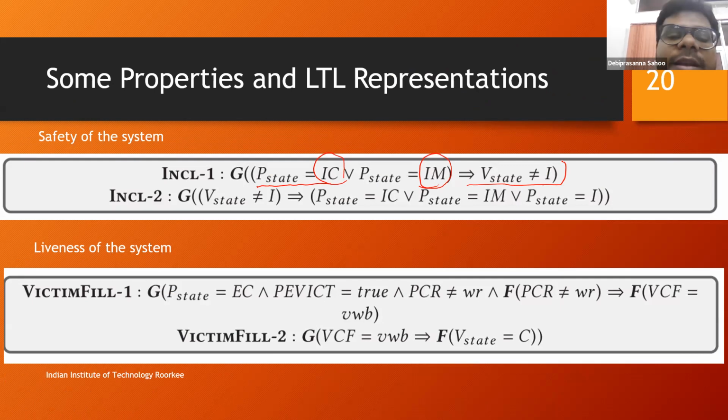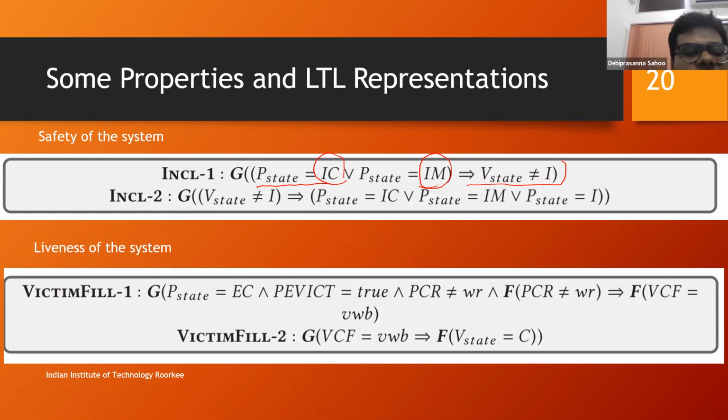So the victim cache state cannot be clean or modified. Similarly, if you are in clean or modified state in the victim cache, you should be either in inclusive clean state or inclusive modified state, or you are in invalid state in the predecessor cache. So this is the safety property of a non-inclusive victim cache system.